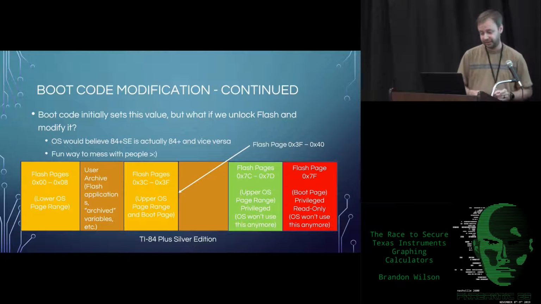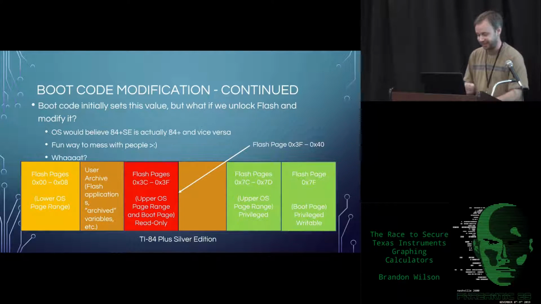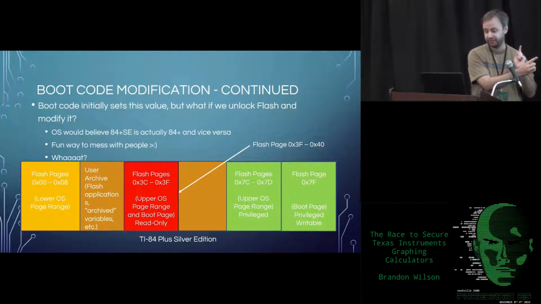But when I tried to do this by changing port 21 and copying pages 7C through 7F to 3C and 3F, the copy operation wouldn't work. And it turns out there's an excellent reason for that. When I changed the value of port 21, I actually changed which range of pages was read-only. So by changing the value of port 21, I actually changed the protection from one region to another.